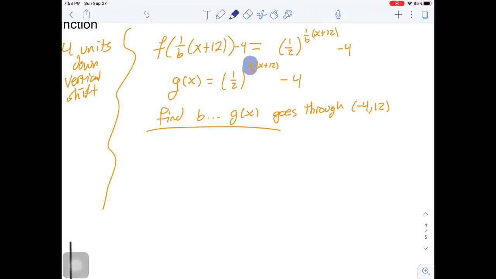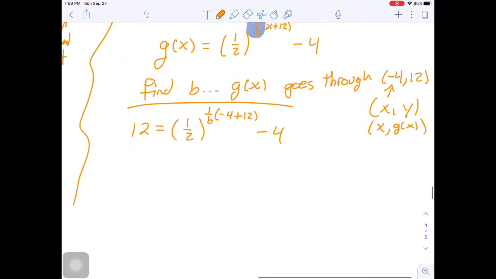Okay, so that means, remember this is x and y, aka this is x and g of x in this case. Remember, g of x and y are replaceable. So if I make g of x equal 12 and x equal negative 4, I can then solve for 1 over b. So let's do that. So when g of x is 12, we have negative 1 over 2 to the power of 1 over b, our x value is negative 4, plus 12 minus 4. And now we can start solving for this b variable.